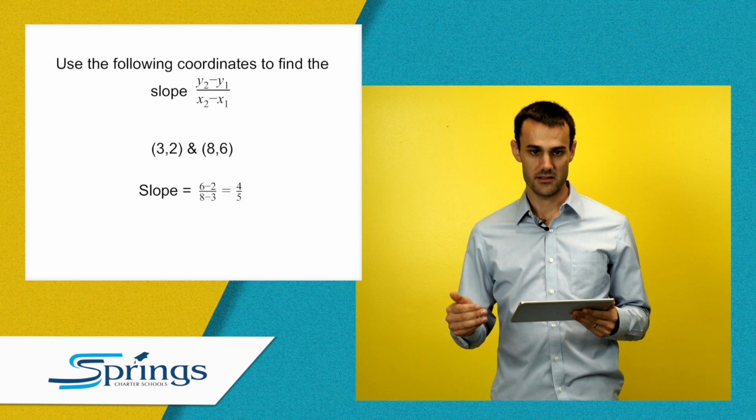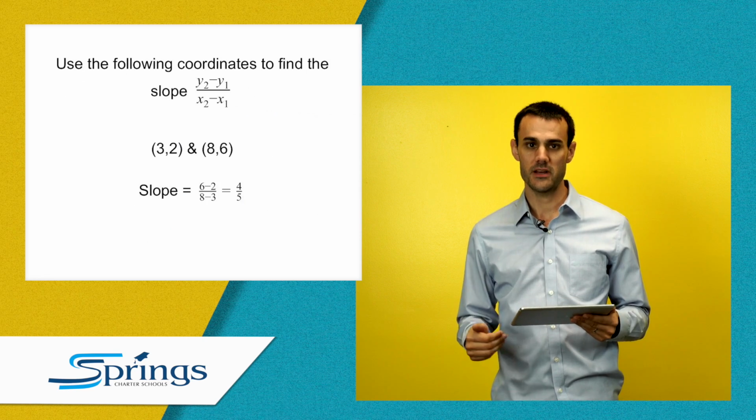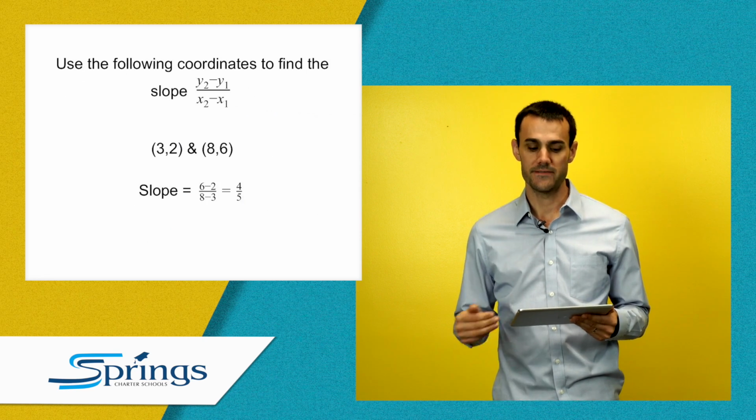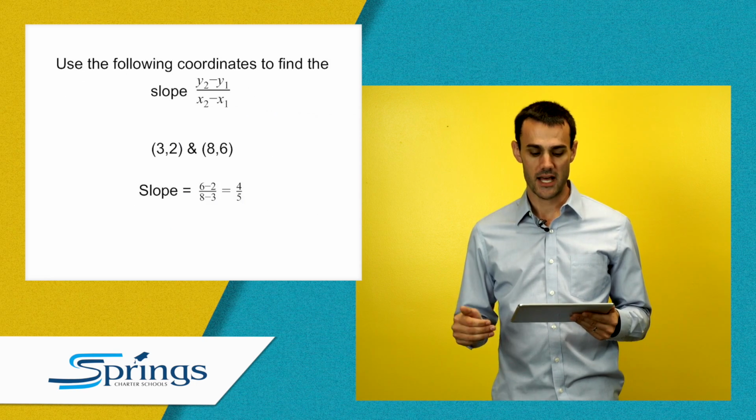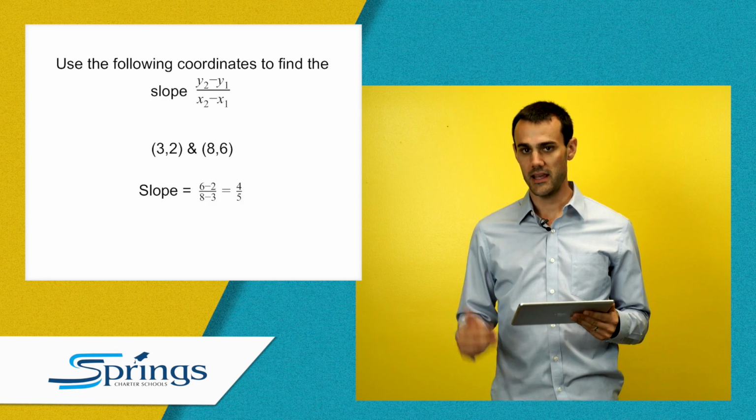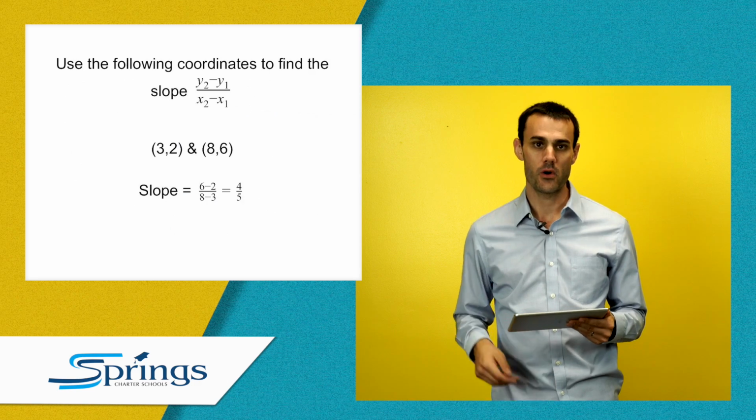So let's go back here to the numerator of our new fraction. 6 minus 2 makes 4, and 8 minus 3 makes 5. So we know that the line with the coordinates (3, 2) and (8, 6) has a slope of 4/5.